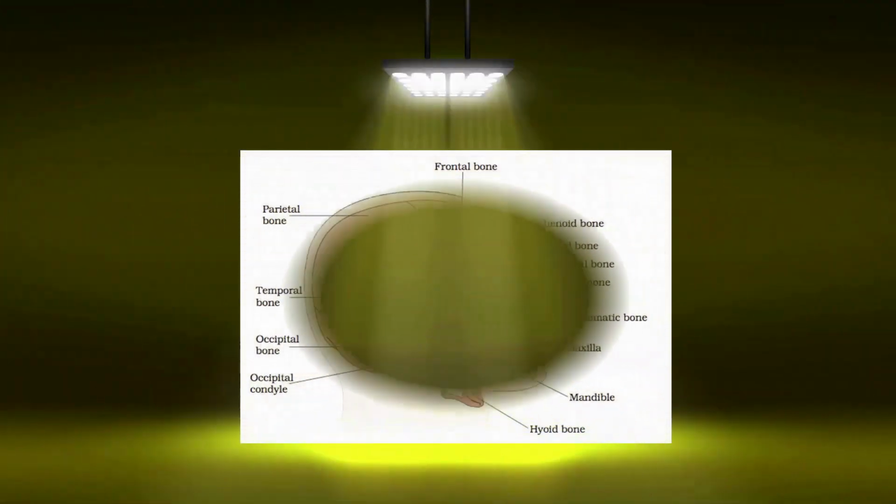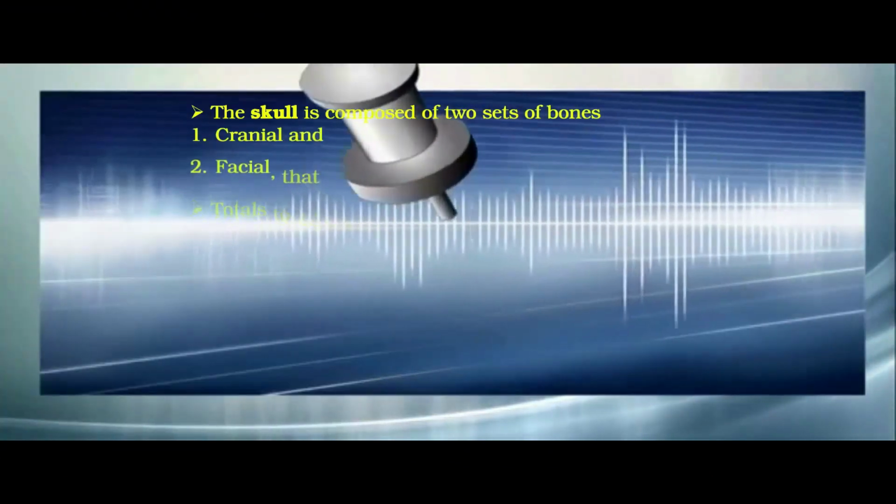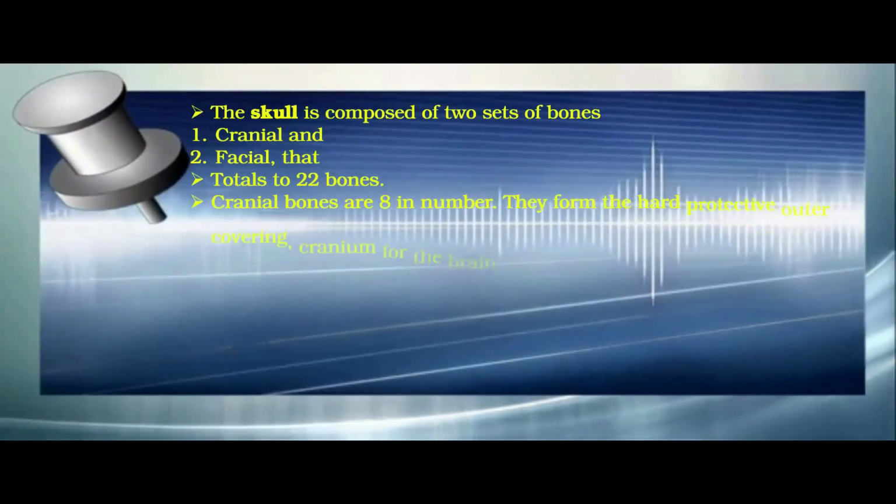This diagram shows the skull. The skull includes the cranium with 8 bones articulated by suture joints, facial bones with 14 bones, and ear ossicles of 6 bones. The skull is composed of 2 sets of bones, cranial and facial, that total 22 bones.